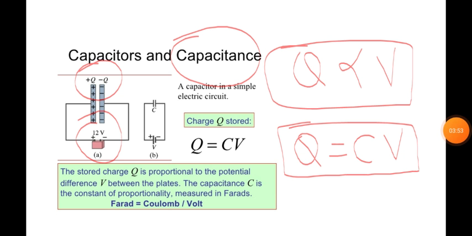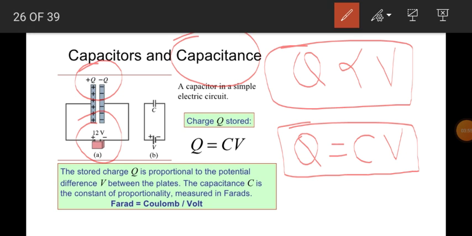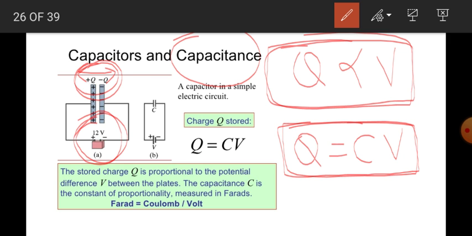Coming back to this equation, like I said, if the voltage of the battery is more, the capacitor will hold more charges, and the potential difference across the plates will be more. So I can write this equation, and the proportionality constant is C. C stands for capacitance. So this is the definition of capacitance. It is the ability of the capacitor to hold or store charges.